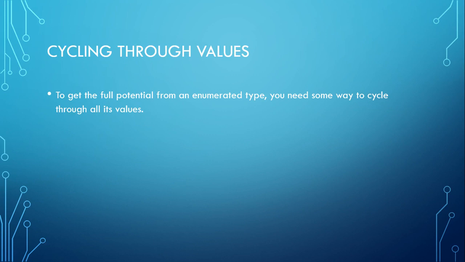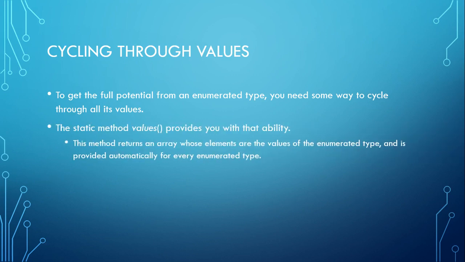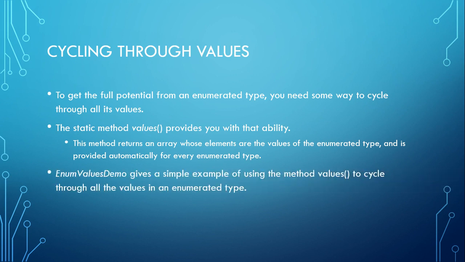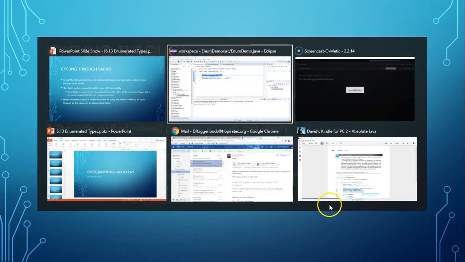All right, cycling through values. To get the full potential from an enumerated type, you need some way to cycle through all of its values. The static method values provides you that ability. This method returns an array whose elements are the values of the enumerated type, and is provided automatically for every enumerated type. Now, the EnumValuesDemo gives a simple example of using the method values to cycle through all the values in an enumerated type.